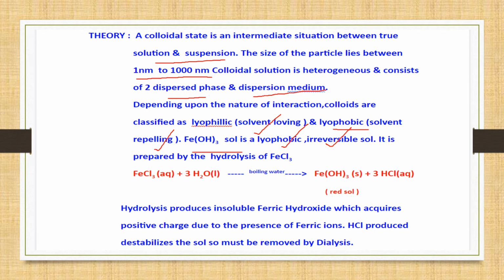The chemical method that we are adopting here is the hydrolysis of ferric chloride. We'll add ferric chloride to boiling water and it will produce ferric hydroxide. Hydrolysis produces insoluble ferric hydroxide, which acquires positive charge due to the presence of ferric ions. And the HCl produced destabilizes the sol, so it must be removed by the process of dialysis. That is why we have to carry out the purification now.